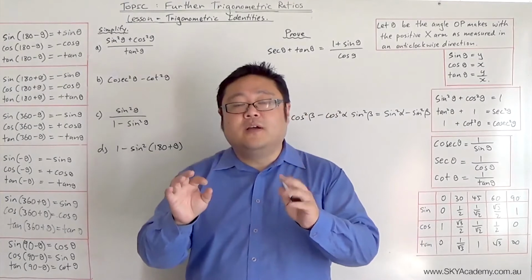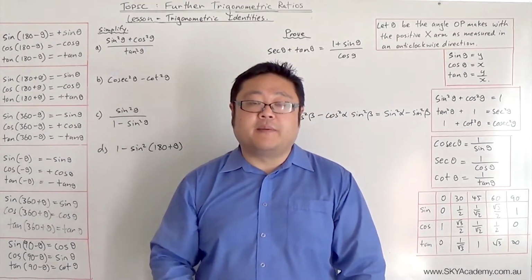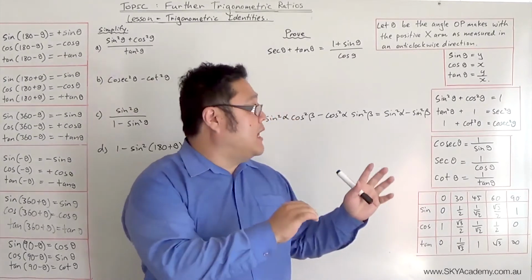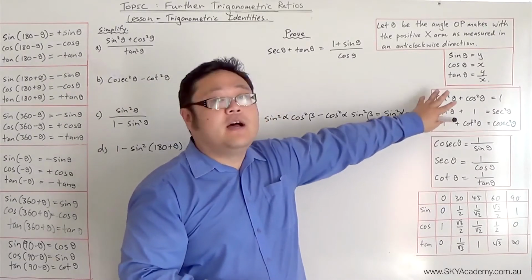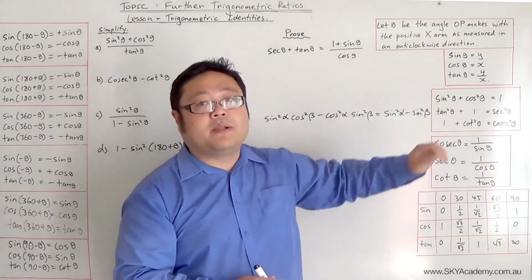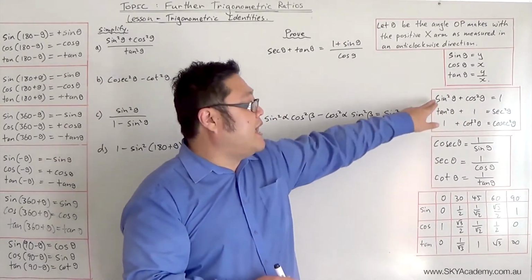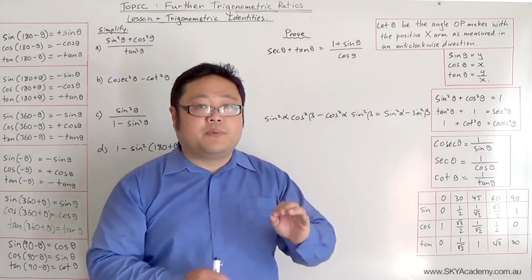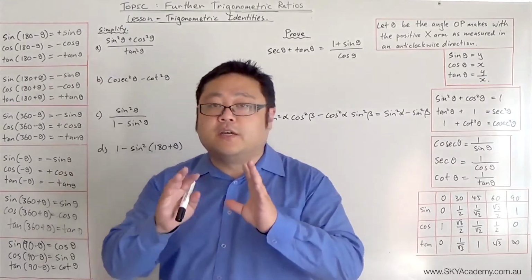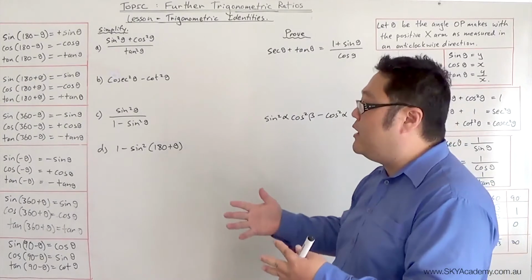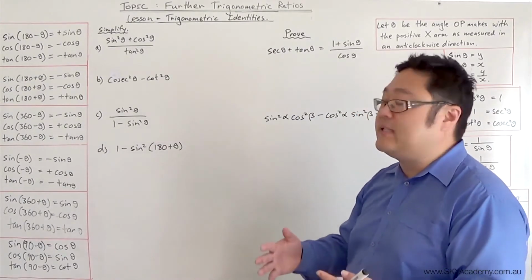Hi, this is Sung and I'm the Principal and Director of Sky Academy. What we have done up until now is look at the fundamental identity, which is sine squared plus cos squared equals 1, and variations of that, and we've also looked at the reciprocal identities. So now what we're going to be doing is questions that involve working through that understanding.